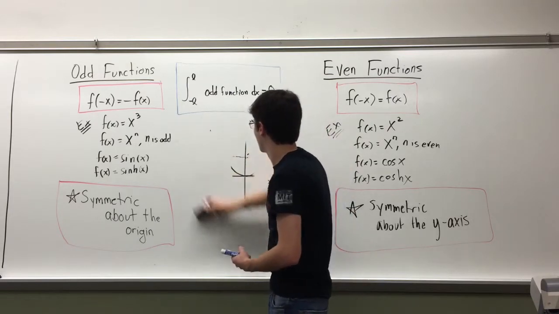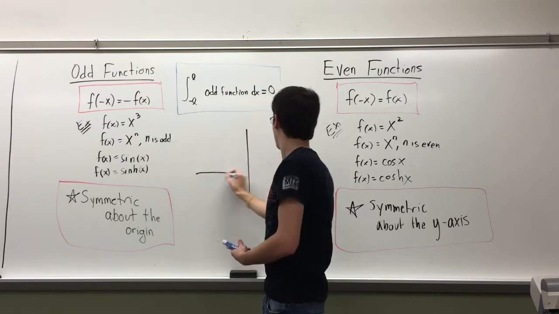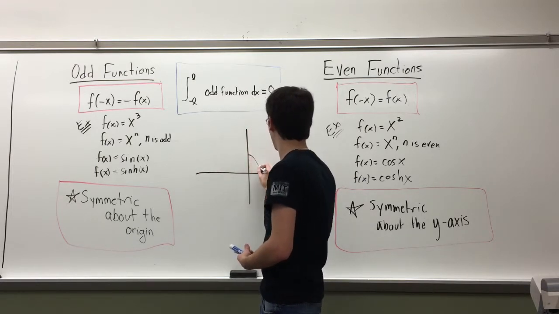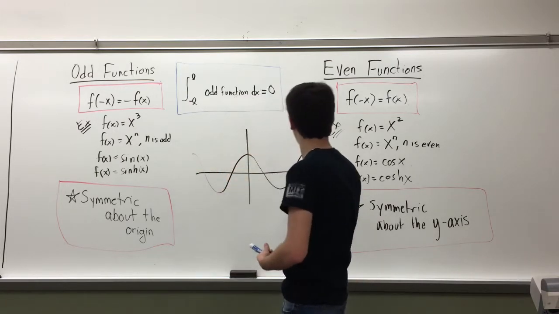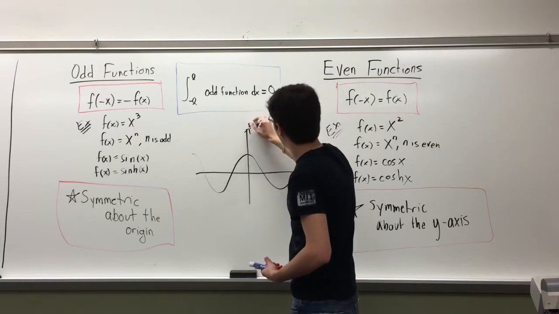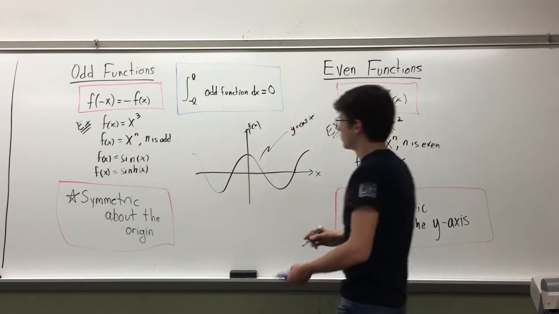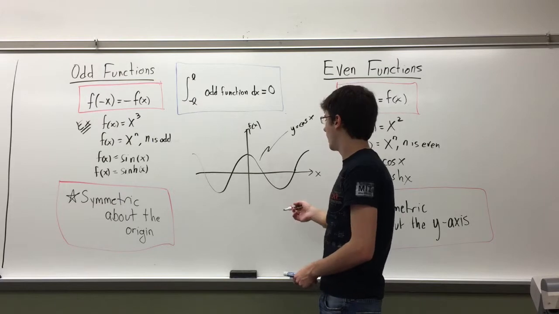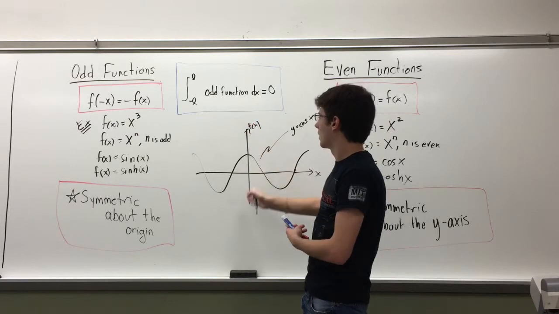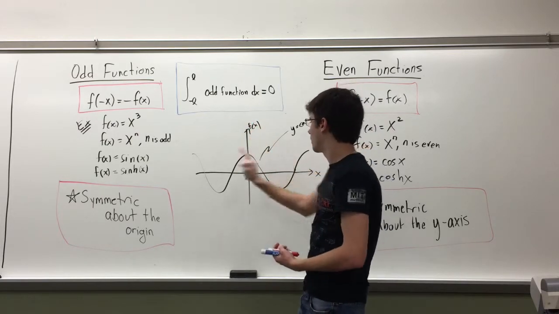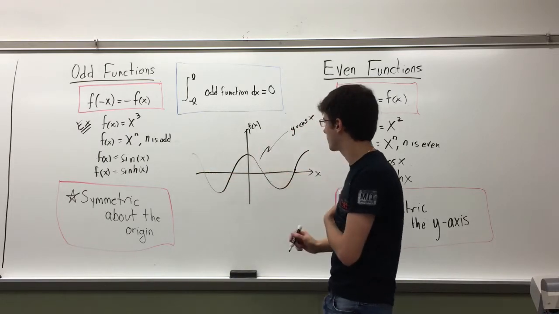Or we could talk about a trigonometric function as well. Let's talk about cosine of x. So the graph of cosine of x looks something like this. I'm not an artist, but you can kind of see the point. So this is the graph of cosine of x. You see here that if you flip this graph in relationship to the y-axis, you're going to get the same graph on the other side. So it's symmetric about the y-axis.